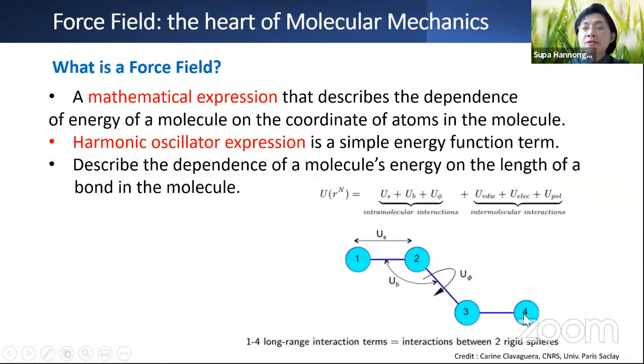And for the next atom, like atom 4, you can have a dihedral angle, and then it can have the oscillator stretching, bending, and torsional energy, okay? And for the long-range interaction terms like atom 1 and atom 4, which are not connected to each other, they still have interactions between two rigid spheres. And then we have the potential energy that can explain that.